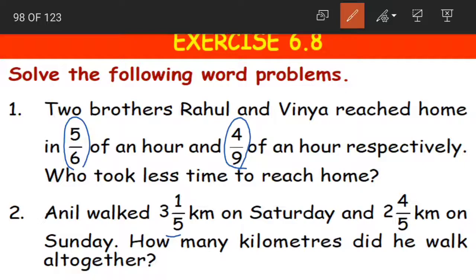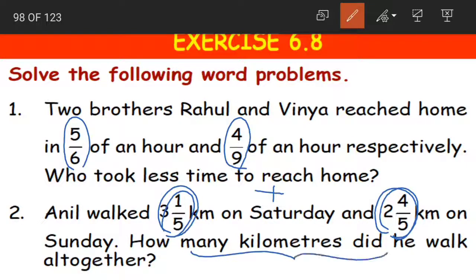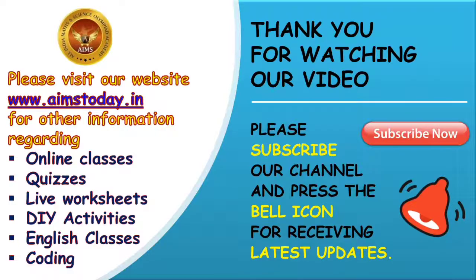Yes. Now next question 2. Anil walked 3 1 by 5 kilometers on Saturday and 2 4 by 5 kilometers on Sunday. How many kilometers did he walk altogether? Again, how will we find out? Adding these two. 3 1 by 5 plus 2 4 by 5 will give us the total number of kilometers he walked.